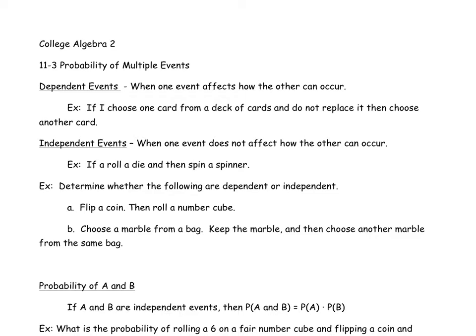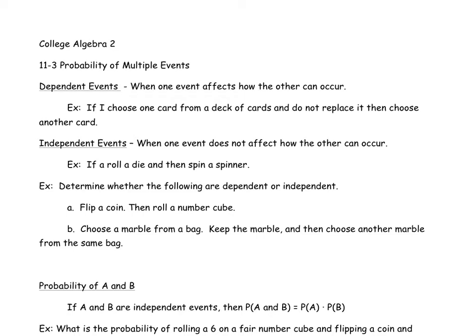The first thing we're going to talk about is dependent events and independent events. Dependent events are when one event affects how the other can occur. So if I have a deck of cards and I pull a card from that deck of cards and do not replace it, then choose the second card, that's dependent. That means that the second card is going to depend on what I picked out and didn't replace by the first card. Independent events are a little bit easier. That's when one event does not affect how the other can occur. So if I roll a die and then spin a spinner, what I roll on the die doesn't affect what I'm going to get on the spinner.